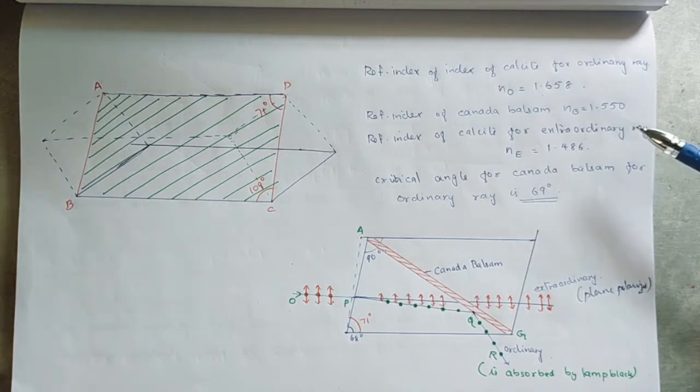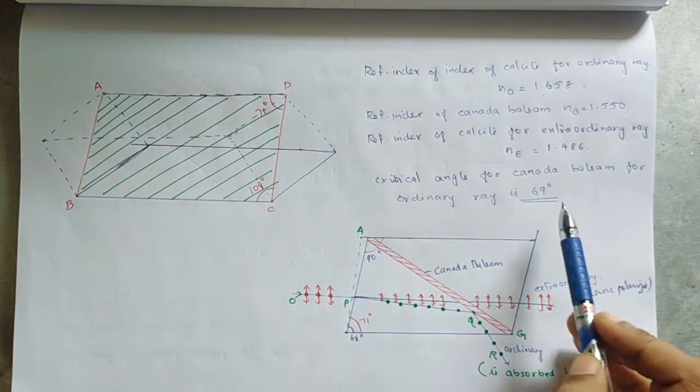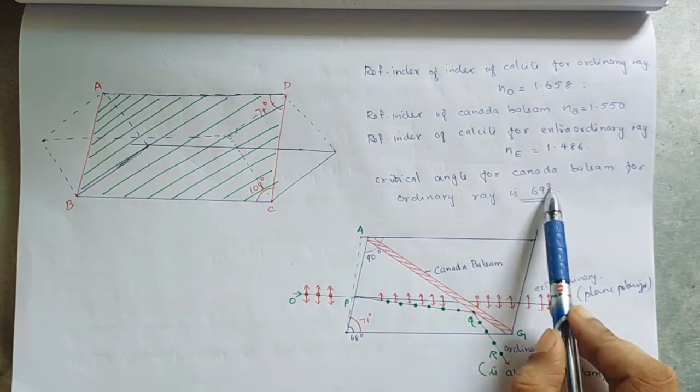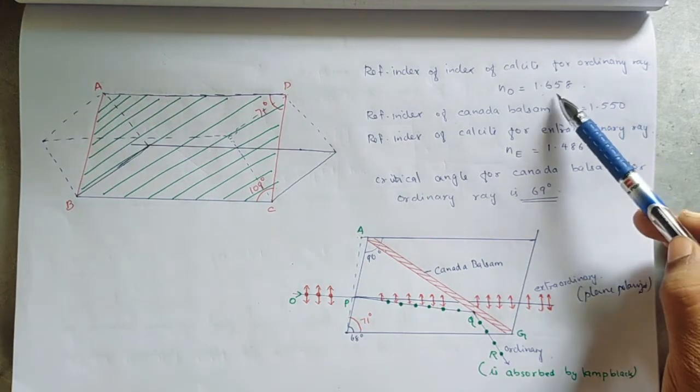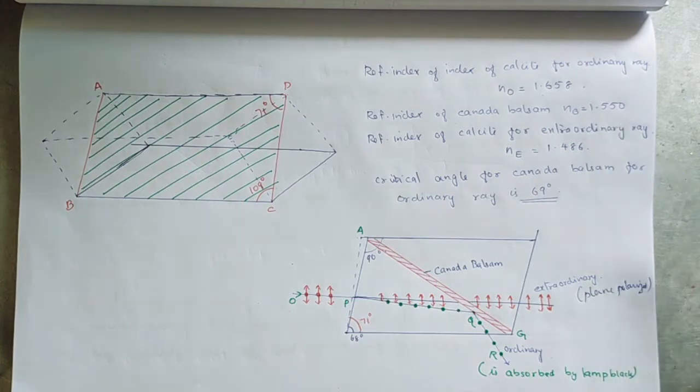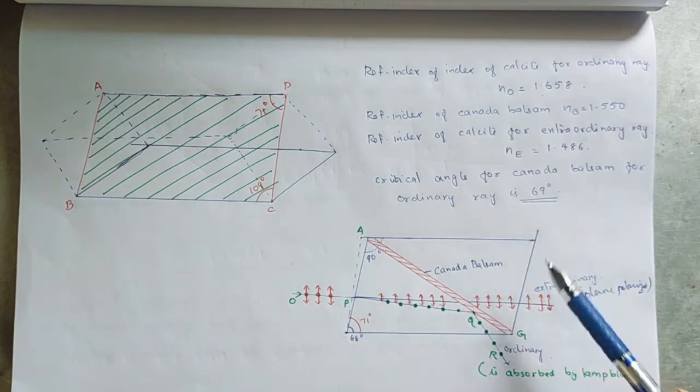So what happens? The light gets reflected. If the light is incident at an angle greater than the critical angle, 69 degrees, there is the possibility of reflection of the ordinary ray. Here the refractive index is greater than that of Canada balsam, so light comes from the denser medium to the rarer medium, and it also depends upon the angle of incidence. If it is greater than 69 degrees, definitely it gets reflected.